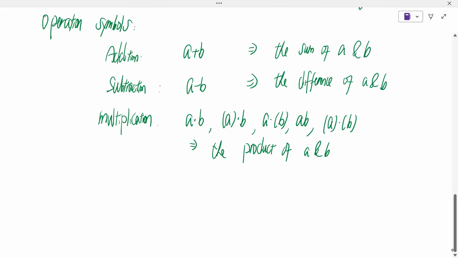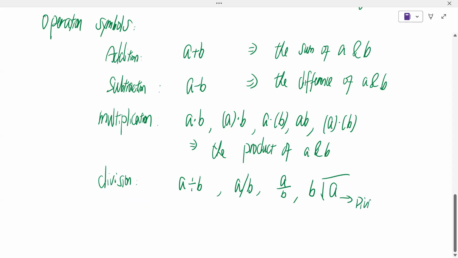Also the quotient. After multiplication, next is the quotient, or division. Something like A divided by B, or A over B. This is also a long division. Inside the division sign is called the dividend, and the divisor is outside. B is the divisor, and this is the dividend. This all means the quotient of A and B. Quotient.